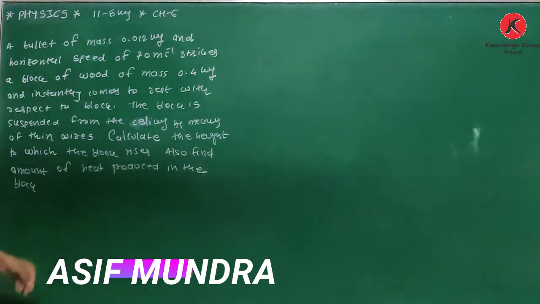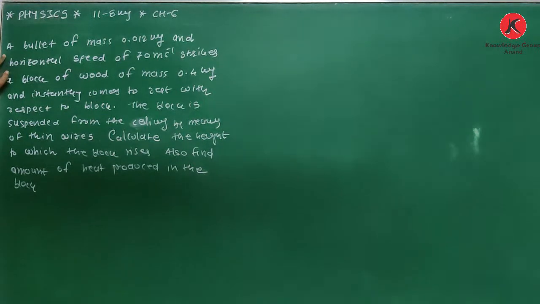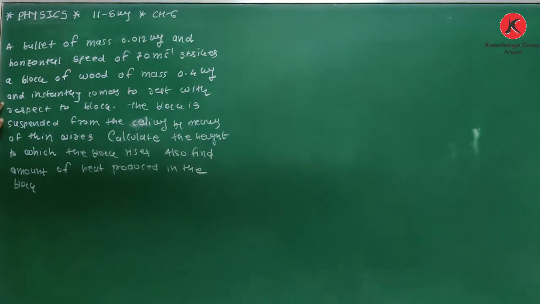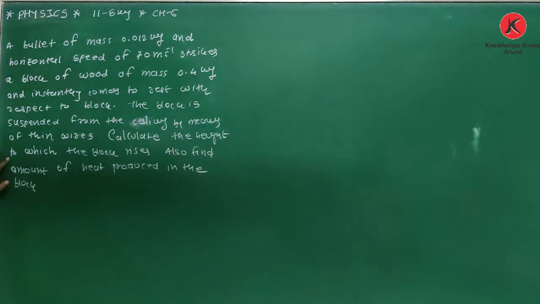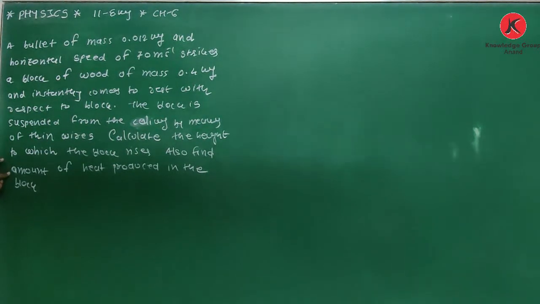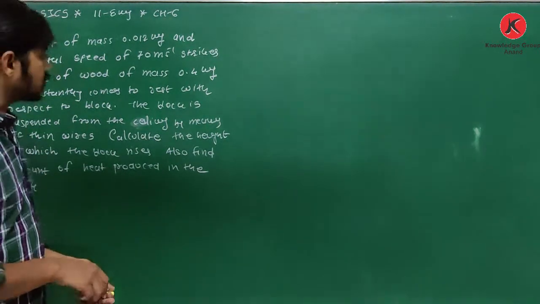Here it is. A bullet of mass 0.012 kg and horizontal speed of 70 meter per second strikes a block of wood of mass 0.4 kg and instantly comes to rest with respect to the block. The block is suspended from the ceiling by means of thin wires. Calculate the height to which the block rises. Also find the amount of heat energy produced in the block.